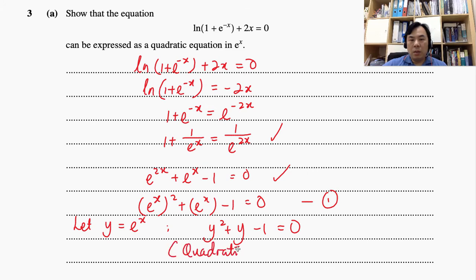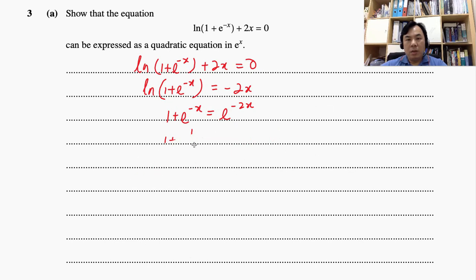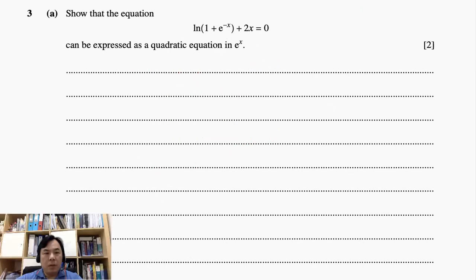Alright, now this is a quadratic equation embedded with exponential. Okay, I hope that is clear. Now in the exam, I think most of the time you just need to show this two-step to indicate that this is a quadratic equation in the form of e^x. All right, now I hope that is clear. We're gonna move on to B now.